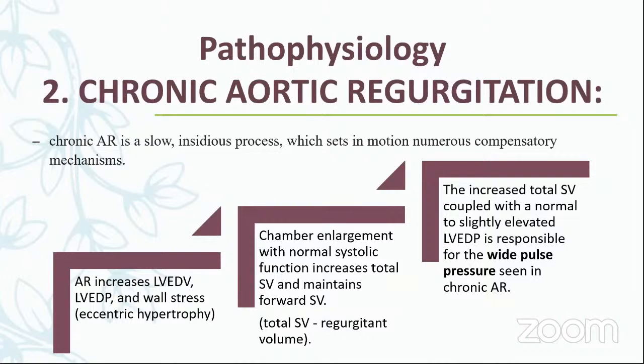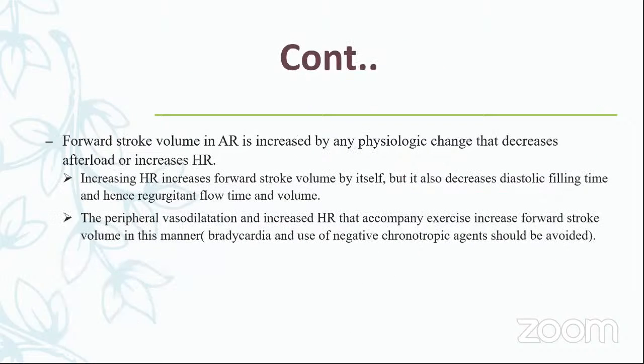The increase in total stroke volume coupled with the normal or slightly elevated left ventricular end diastolic pressure is responsible for the wide pulse pressure, which is usually seen in patients with chronic AR, and it is usually the main reason for most of the signs in a patient with chronic AR.